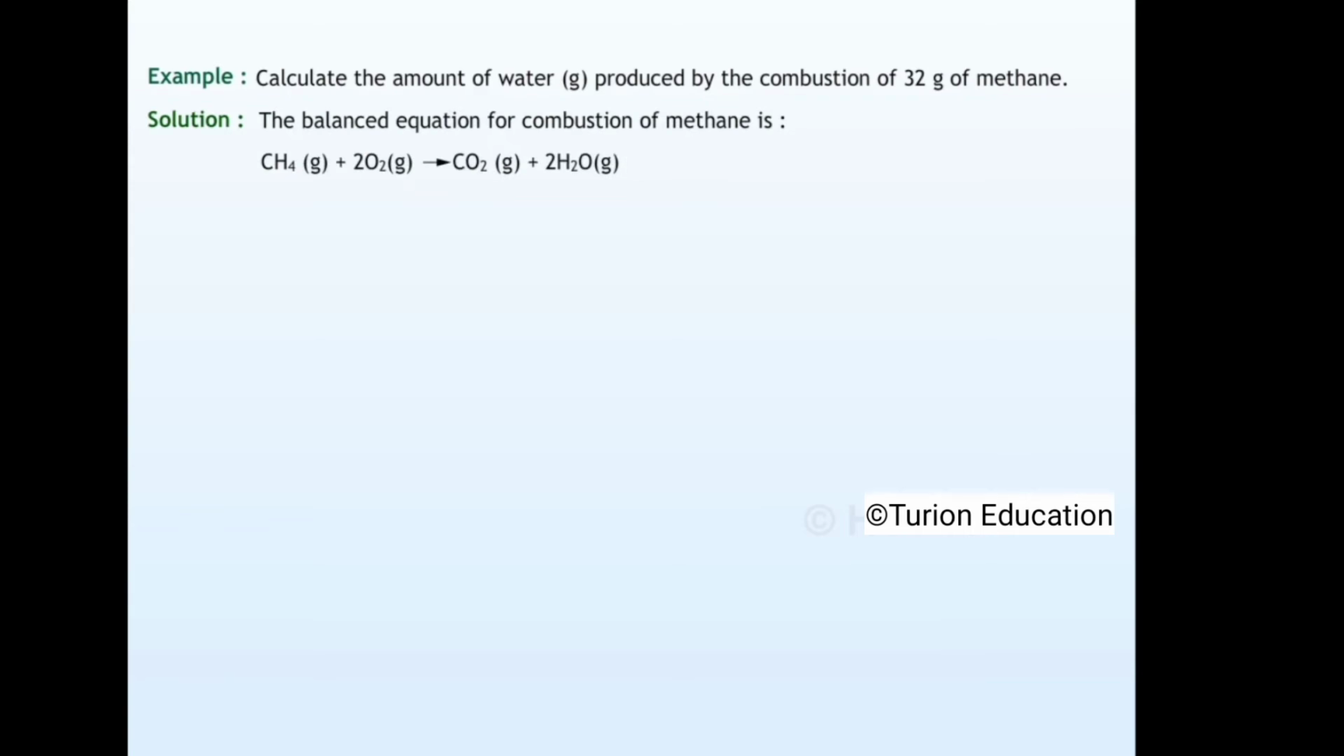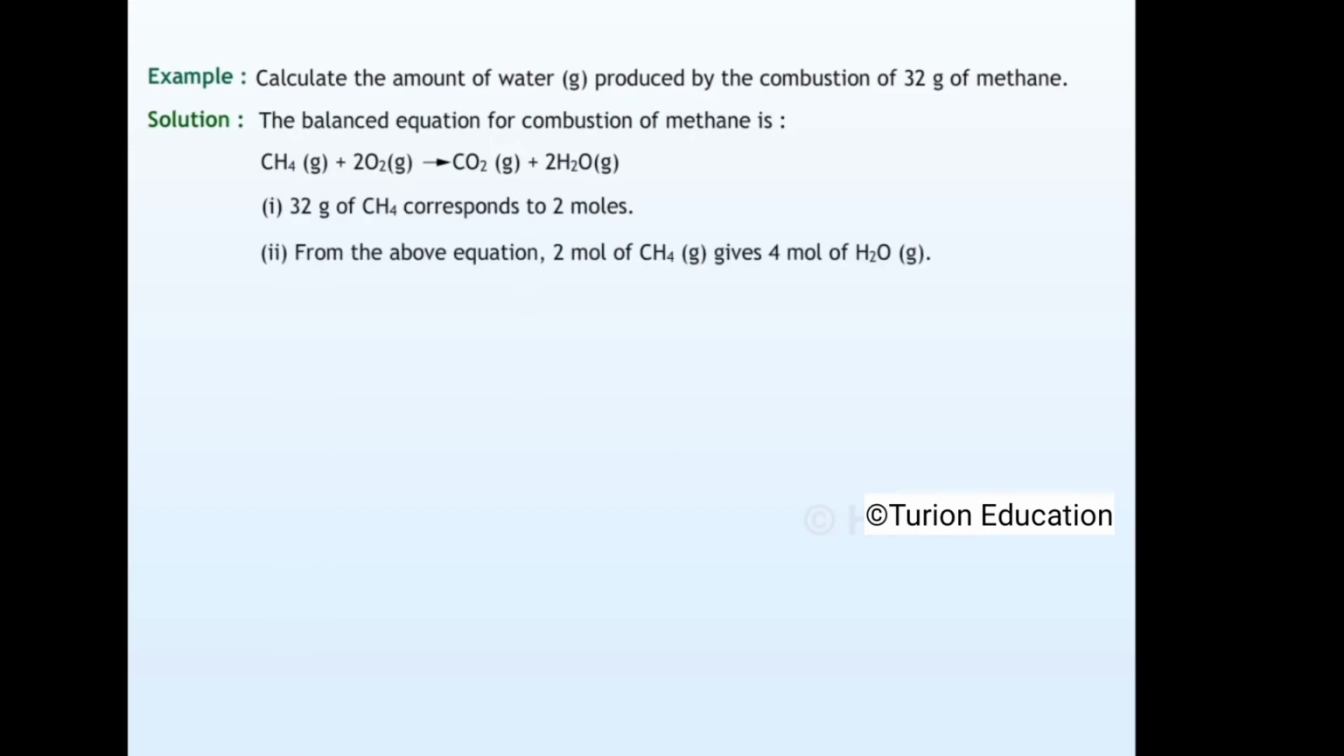Calculate the amount of water in grams produced by the combustion of 32 grams of methane. The balanced equation for combustion of methane is CH4 gas plus 2 O2 gas gives CO2 gas plus 2 H2O gas. 32 grams of CH4 corresponds to 2 moles. From the above equation, 2 moles of CH4 gas gives 4 moles of H2O gas. 4 moles of water H2O equals 4 into (2 plus 16) equals 4 into 18 equals 72 grams.